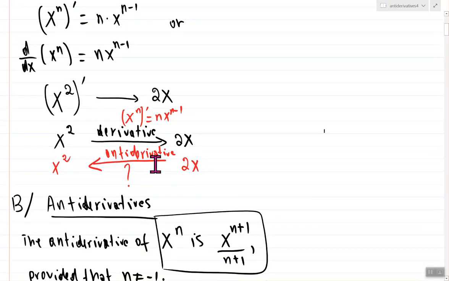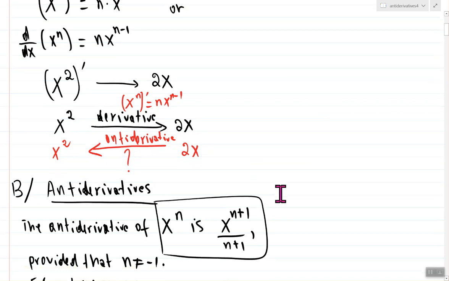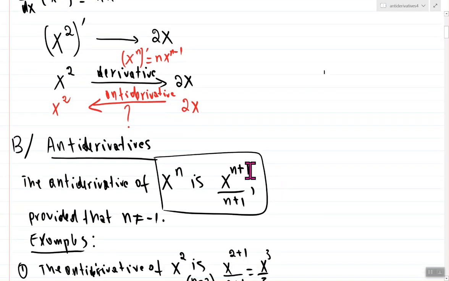So now, about the antiderivative, we want to know if you are given 2x and you're asked to find a function whose derivative is 2x. How do you get it? You can see the arrow goes from x squared to 2x. So you take the derivative of x squared, it gives you 2x.